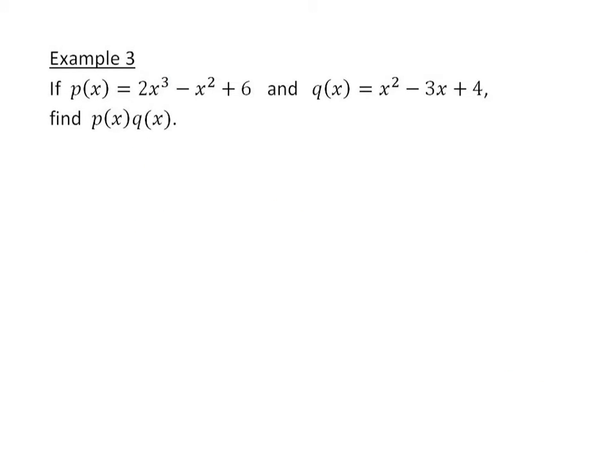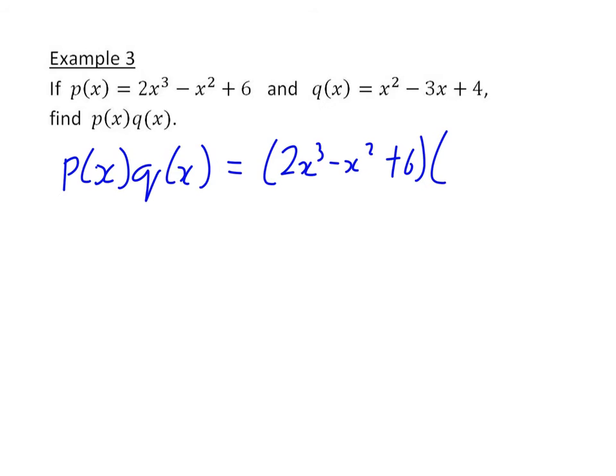Example 3. If p of x is equal to 2x cubed minus x squared plus 6, and q of x is equal to x squared minus 3x plus 4, find p of x times q of x. So we're multiplying these polynomials together. And so now we're going to expand those brackets.